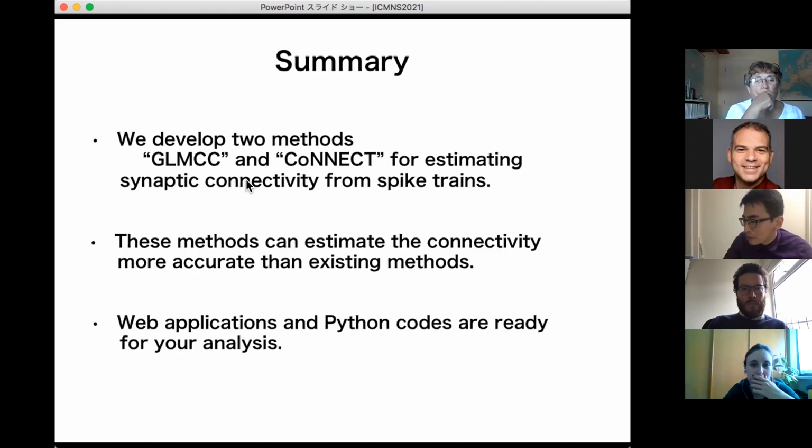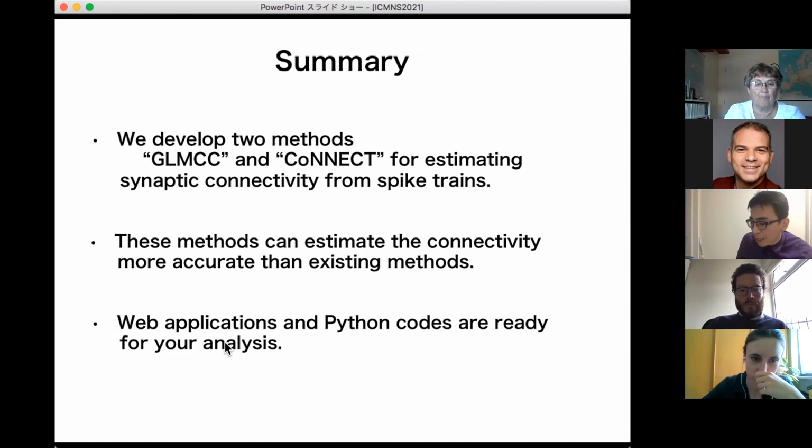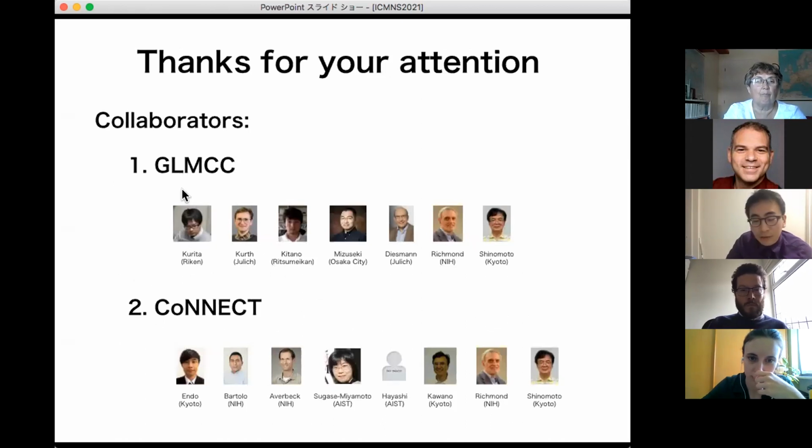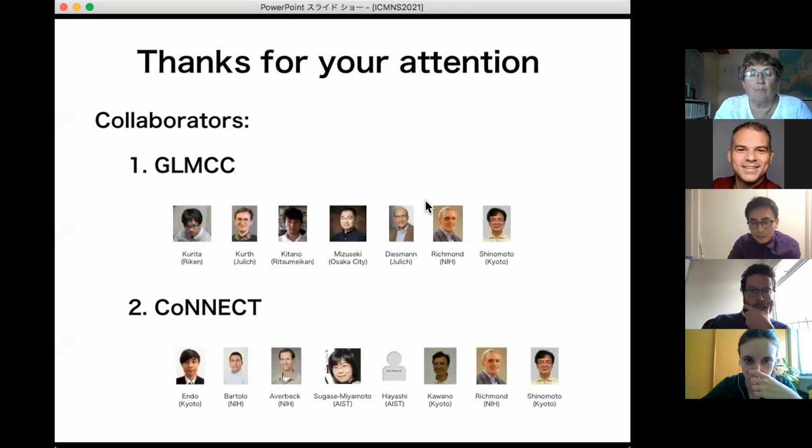To summarize, today we explained two methods, GLMCC and CONNECT, for estimating synaptic connectivity from spike trains. These methods can estimate connectivity more accurately than existing methods. The web applications and Python codes are ready for your analysis. Thanks for your attention. Finally, I would like to thank all the collaborators. Thank you very much.